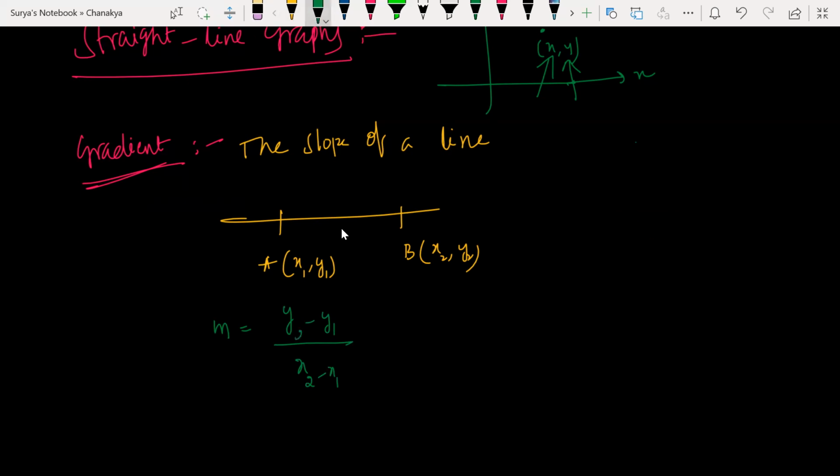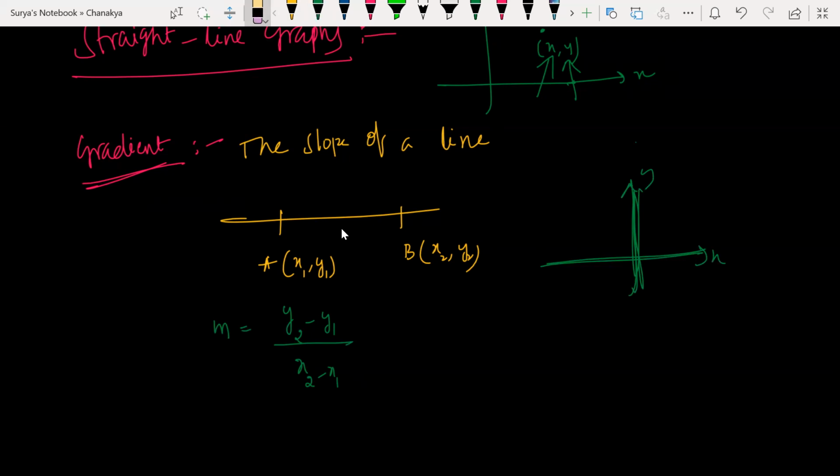You understand? What is y2 minus y1 here? The vertical distance between 2 points divided by the horizontal distance between 2 points. Look at this. This is my vertical, this is my horizontal. Vertical distance is with y-axis coordinates, horizontal distance is with x-axis coordinates.